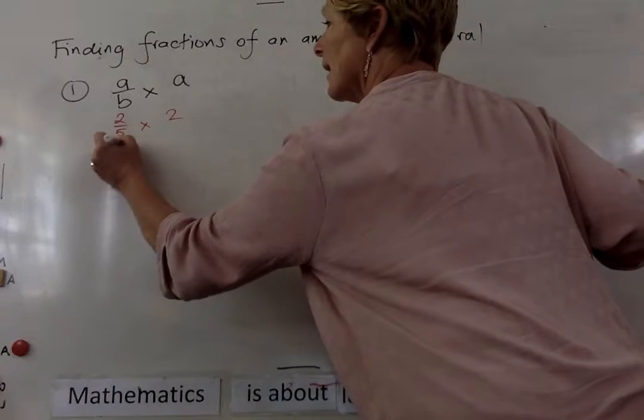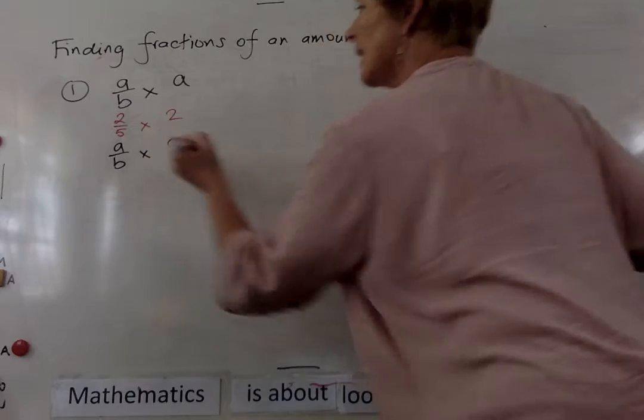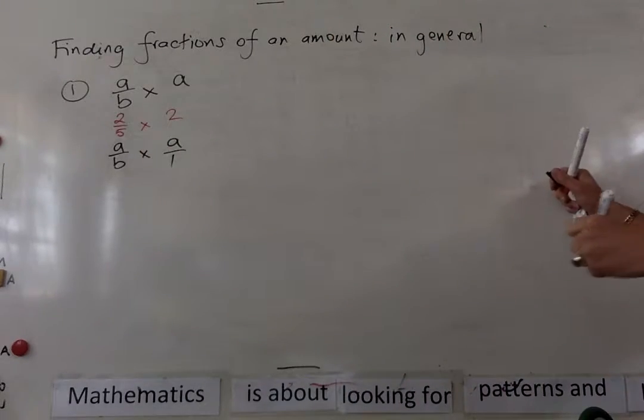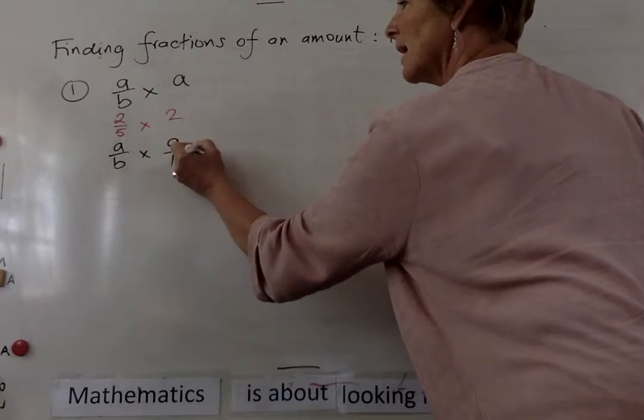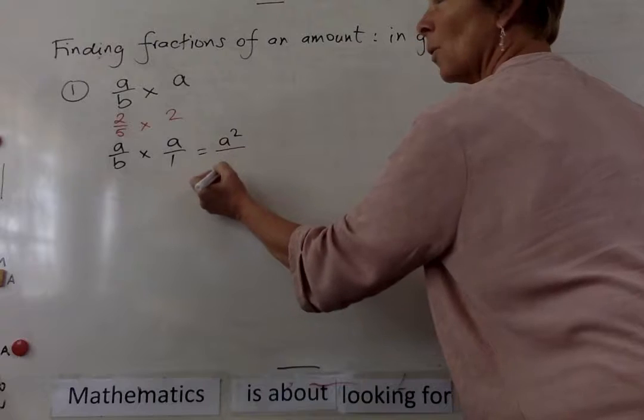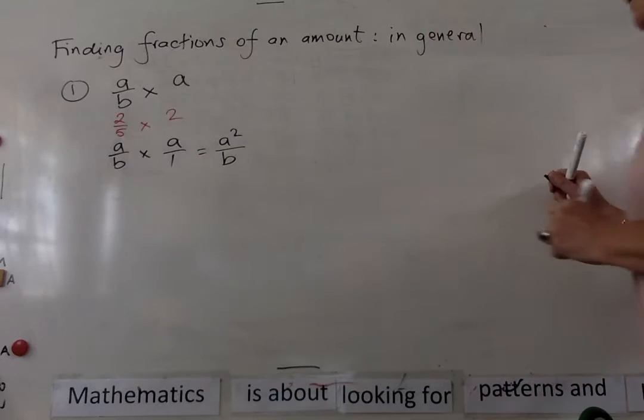So a over b times a, we must remember that we have to call this a fraction as well. And then we multiply together a times a, which just gives us a squared, and b times 1, which gives us 1b, or we just write it as b.